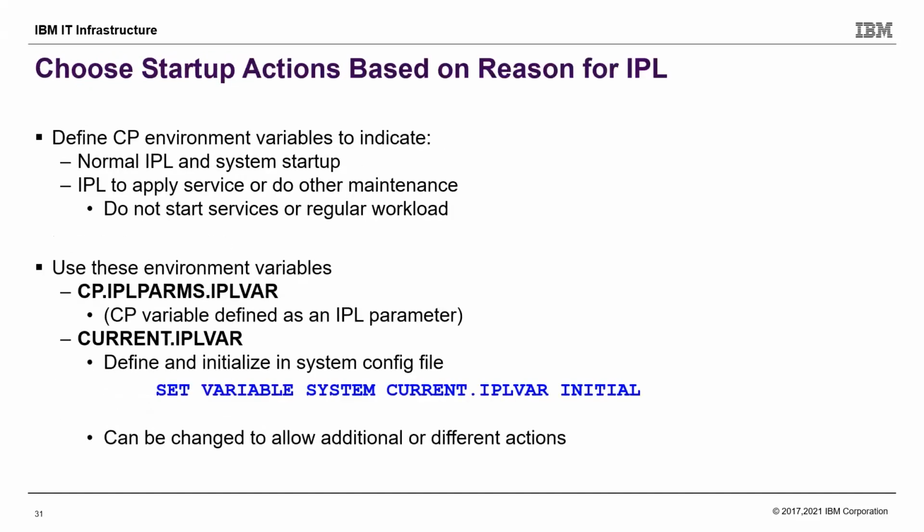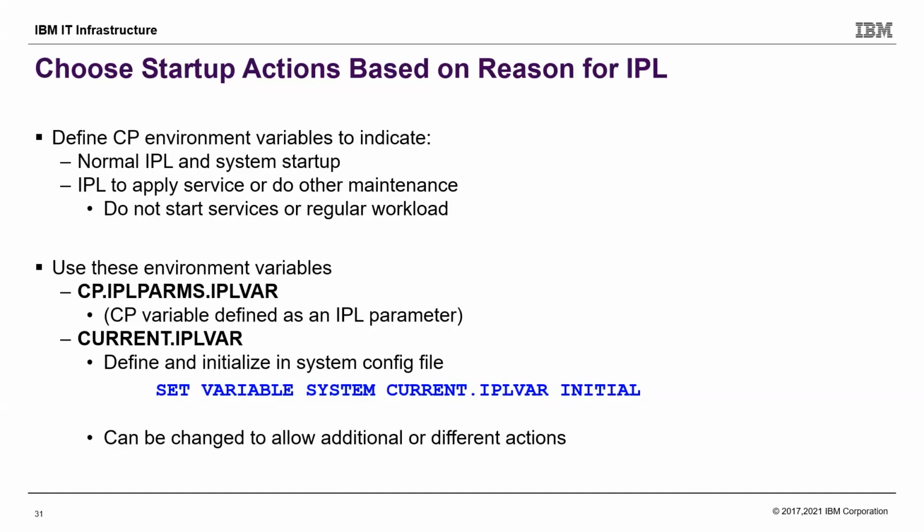So this is an example. This came up in one of the discussions in one of the sessions we gave, and we added it into the presentation. So you can define these CP environment variables to indicate why we started the system and then determine what actions to take. To do this, we're going to use the CP system environment variable, the IPL parameter, and we're going to set up our own environment variable called current IPL var. So we have the initial one, the IPL params, and then we're going to have a current one.